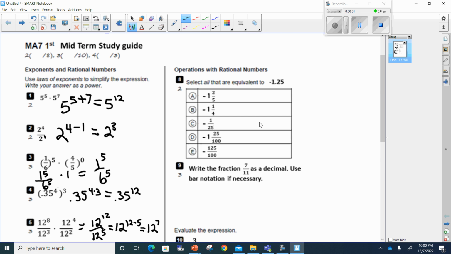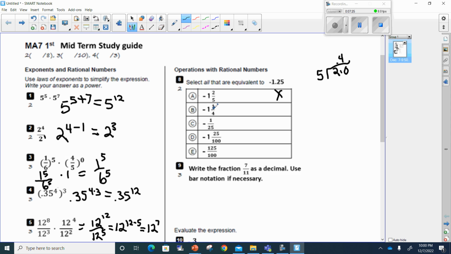All right, we're up here. It says select all that are equivalent to negative 1.25. When I come over here, I see negative 1 2/5. Well, I can check if the 2/5 equals 0.25 by taking 2 and dividing it by 5. Every fraction is a division problem. When I do this, I bring my decimal point over here, my 0 here, and I see this is 0.4, which is not equal to 0.25. This one is not correct.